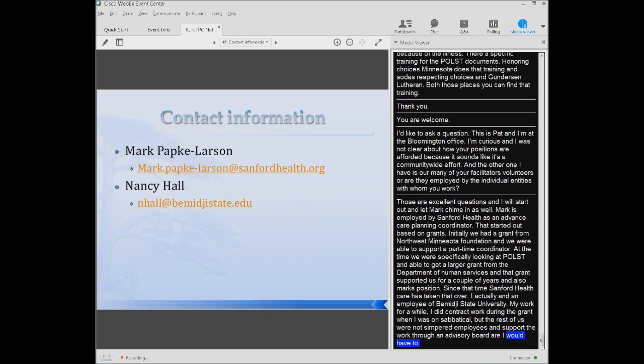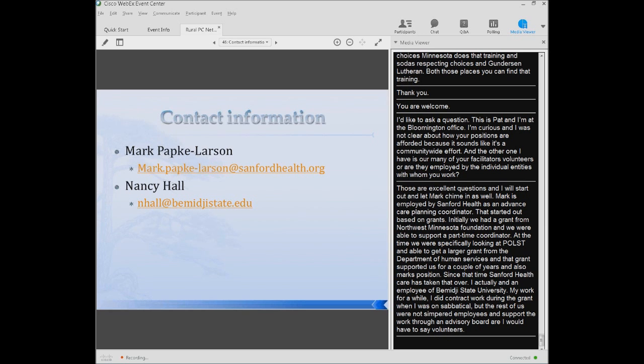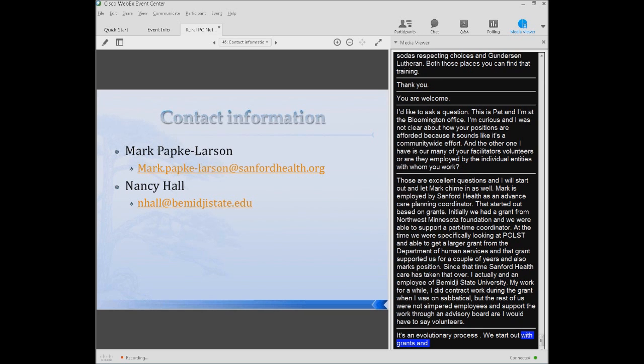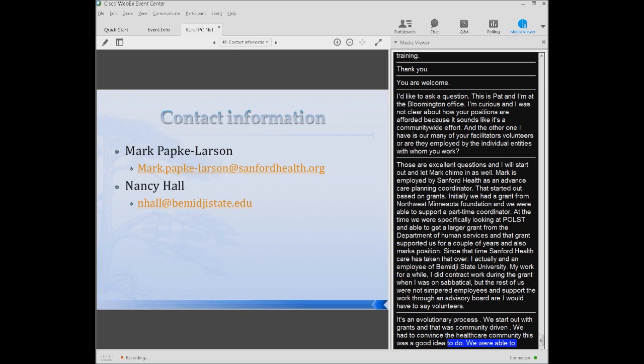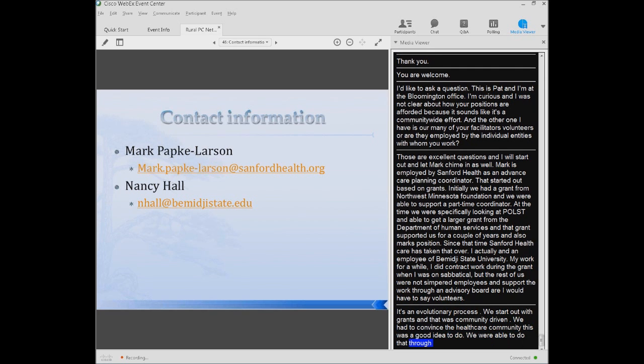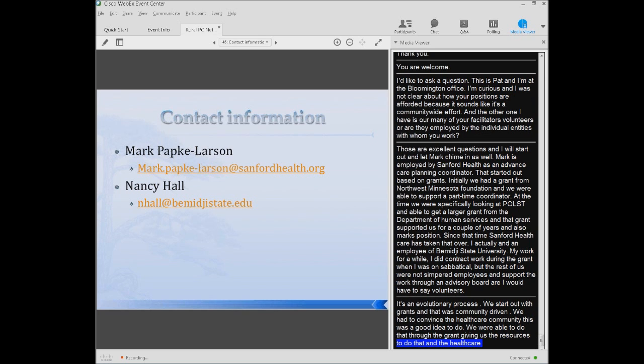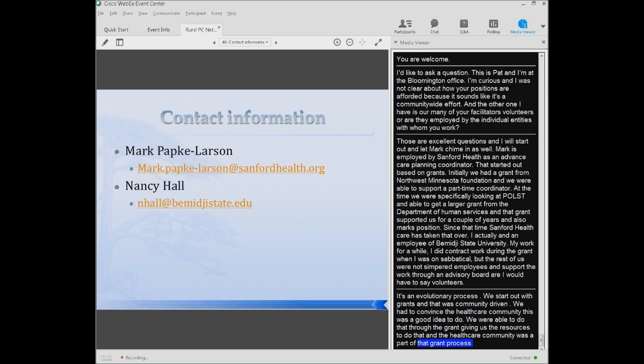Yeah, it's really been an evolutionary process. We started out with those grants, and that was really community-driven, and we had to really convince the healthcare community that this was a good idea to do. We were able to do that through that grant, giving us the resources, and the healthcare community was a part of that granting process. That's what really got the position I have solidly in there.